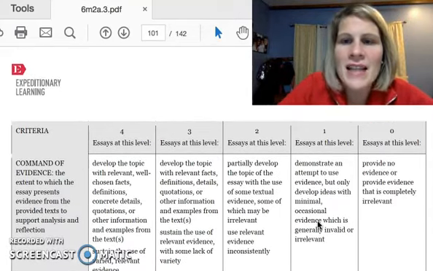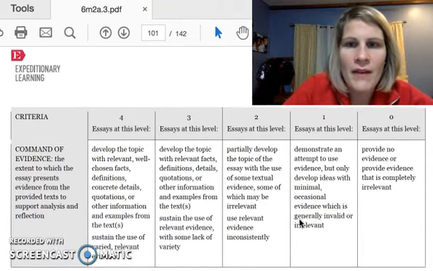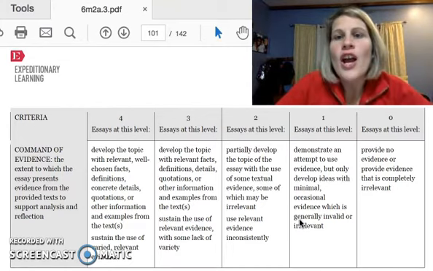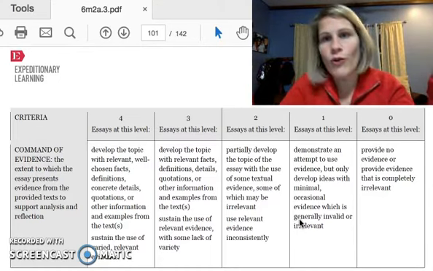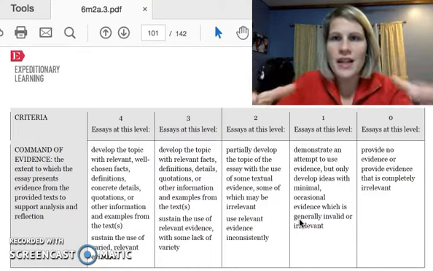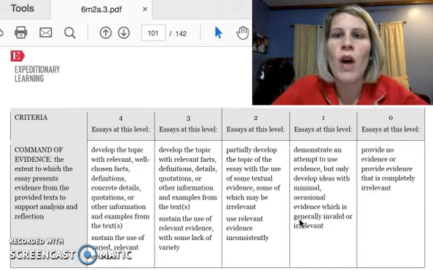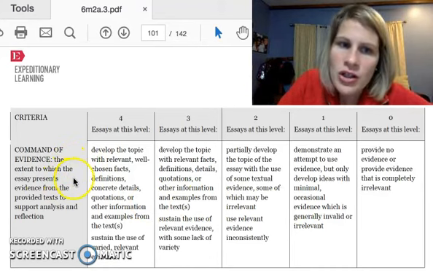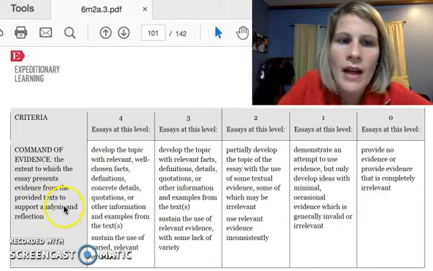All right, command of evidence. Here is the next one. So command of evidence is talking about evidence. Your command is your control over it, your authority over it. Do you understand it? Do you grasp it? Are you able to show that you are in control of it? Okay. The extent to which the essay presents evidence from the provided text to support analysis and reflection.